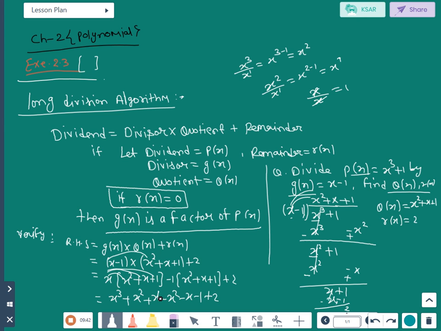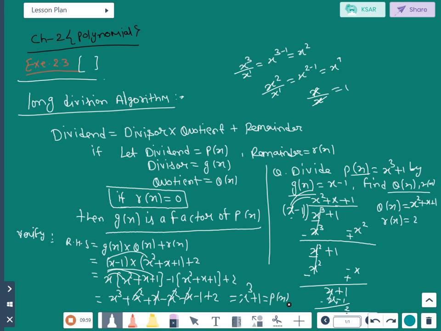Now x cancel, x square cancel. So what we will obtain here: x cube plus 2 minus 1, which is x cube plus 1, which equals p of x. That is verified. Understand students?